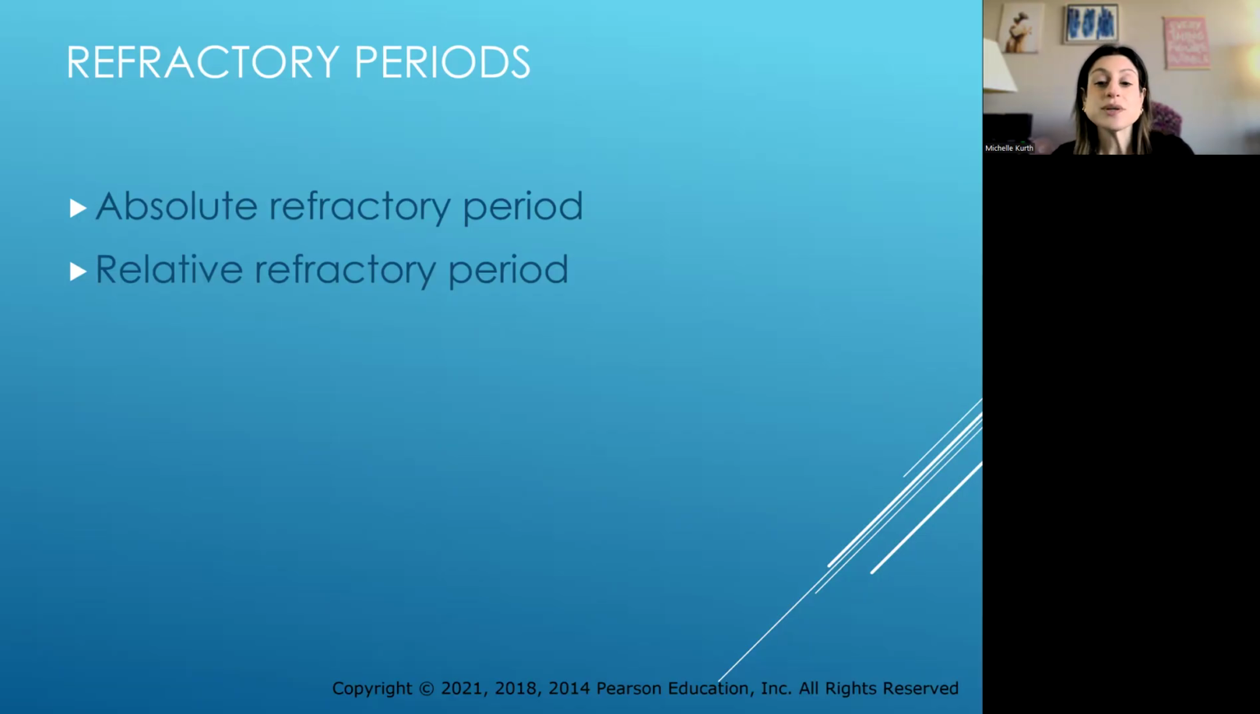So these refractory periods are really what makes sure that action potentials only go forward down the axon, and they prevent neurons from firing uncontrollably. So think of it as basically a built-in reset and protection system for your nervous system.